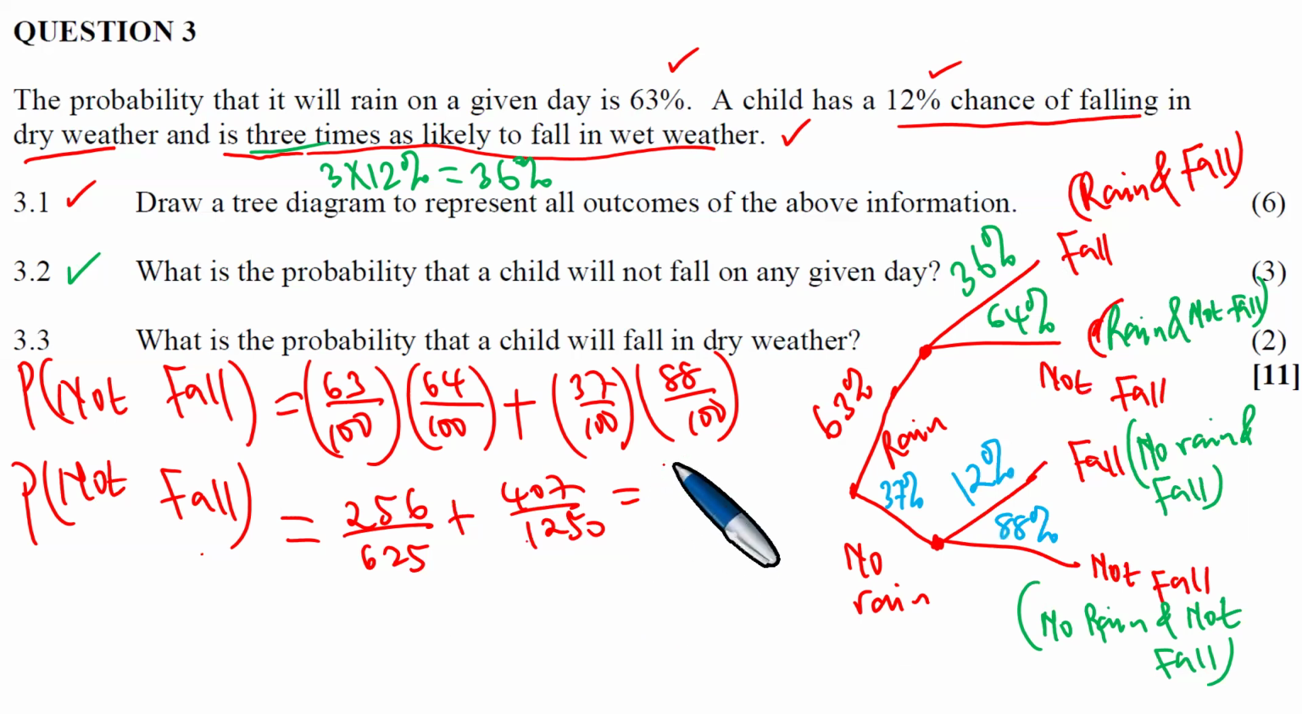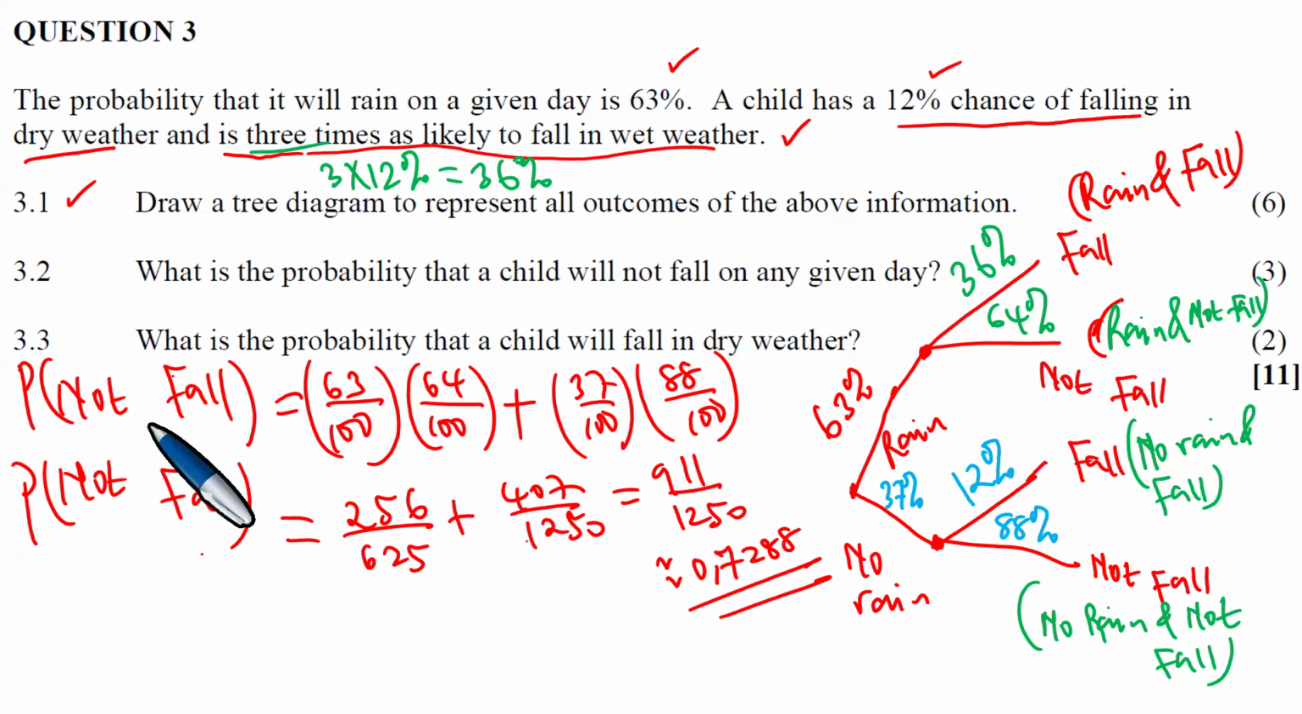And if you use a calculator, you get 911 out of 1250, and this is approximately 0.7288. Any question? No. Okay, good. Now let us look at the next point. So we're looking at 3.3 right now.